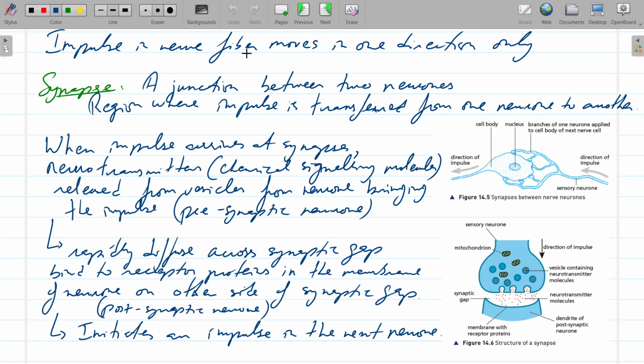A synapse joins neurons. No, like it joins neurons. The synapse is the connection between neurons. Okay, right? But the connection is not touching. Just keep that in mind. It's very close, but it does not touch.